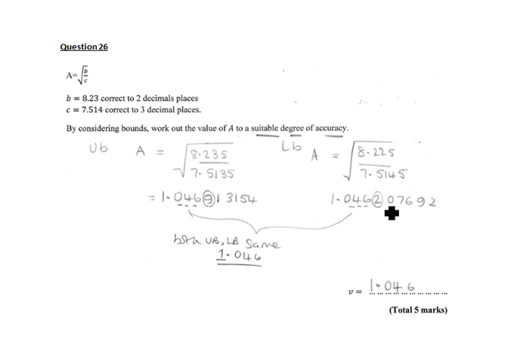Now a suitable degree of accuracy, so if we called it 1.05, I think that would be okay as well because they'd both round to 1.05. If we call them both 1.046, then that one would actually round to 1.047. So I'd actually prefer to call it 1.05 because they would both round to 1.05. 1.046 is a bit more accurate. Probably still get that right as well.